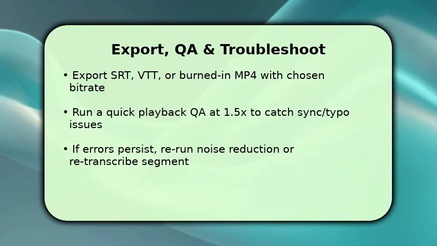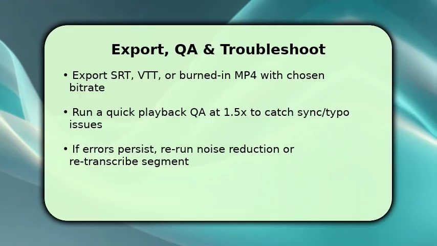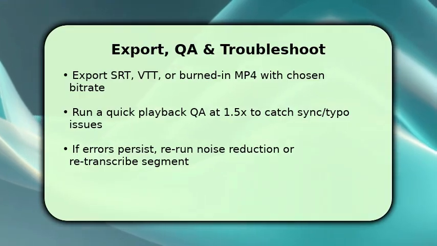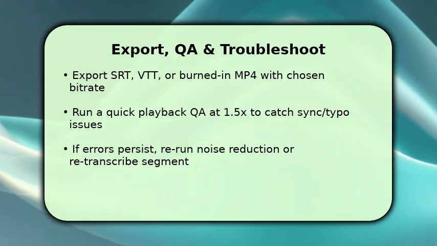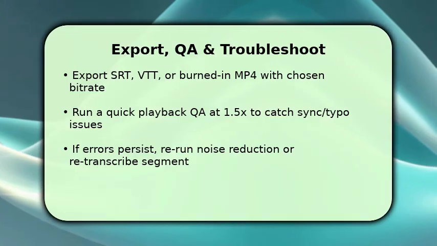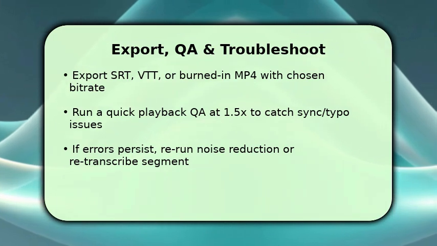Next, QA with a playback pass at 1.5x to catch timing or typos quickly and fix any remaining lines. If captions still drift or contain errors, rerun the app's noise reduction and retranscribe the problematic segment. If that fails, record a short, clean voiceover and replace only that portion to save time.